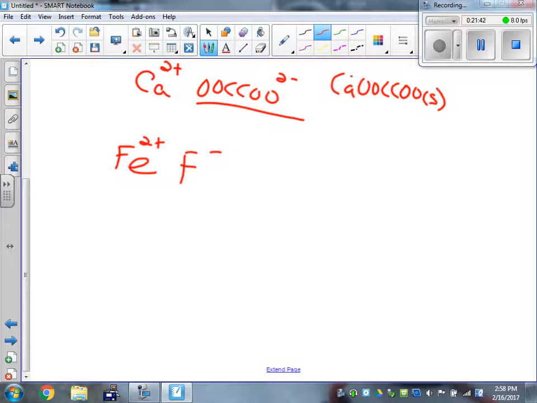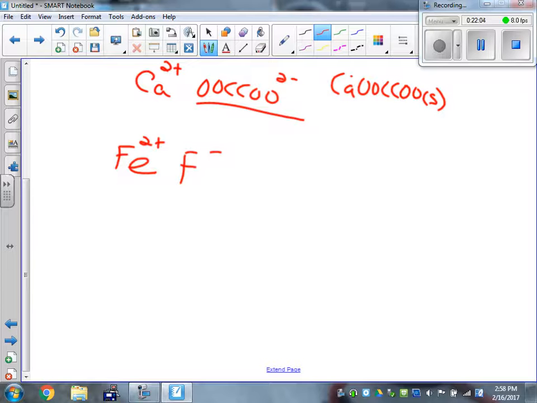Okay, and in fact, it says this right here. Look, ionic compounds. Okay, that's what we're talking about. These are ionic compounds. If it's molecular, okay, that's not really a solubility chart per se. So these are all ionic. That's the key here.